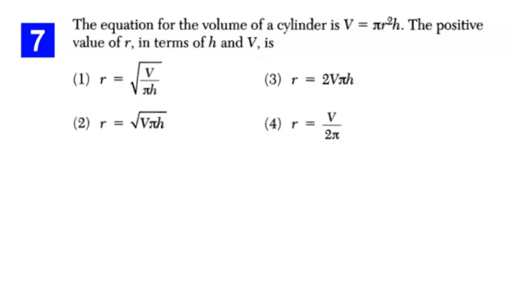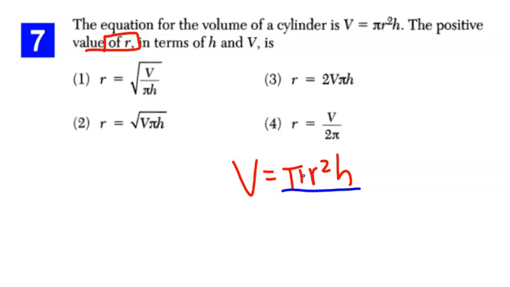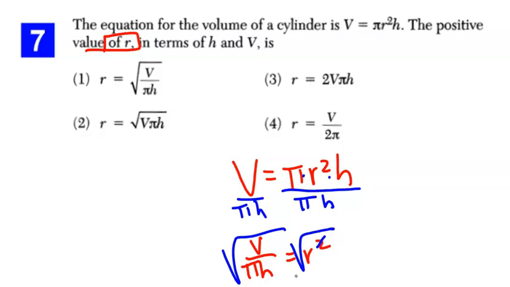Number 7 asks you to rearrange this formula here, the volume for a cylinder, and they're asking you to solve for r. So if I have volume equals pi r squared h, then I can divide by both pi and h at the same time, giving me volume divided by pi h equals r squared. And in order to get rid of a square, you have to square root. So there we have it, the square root of v over pi h.